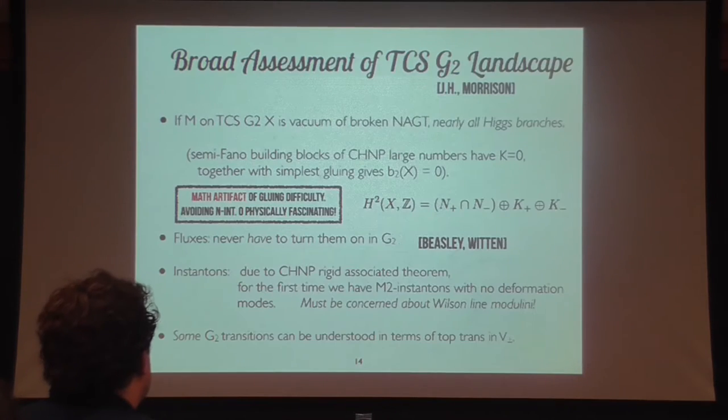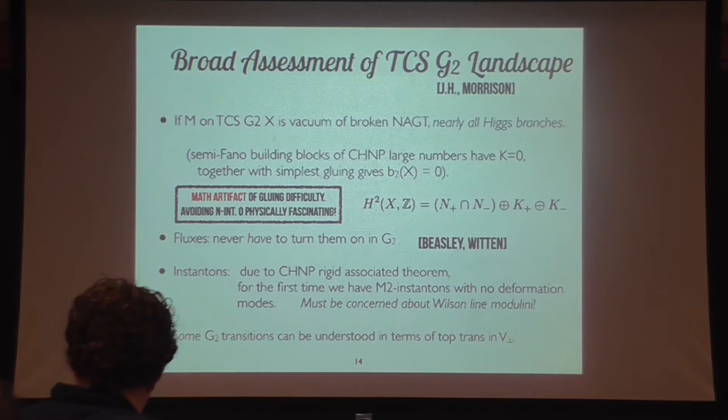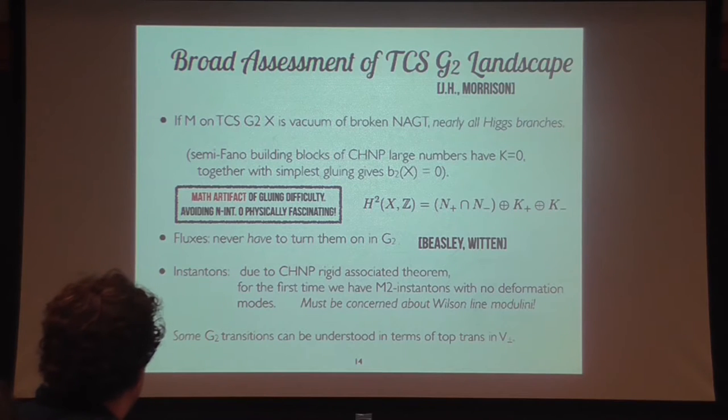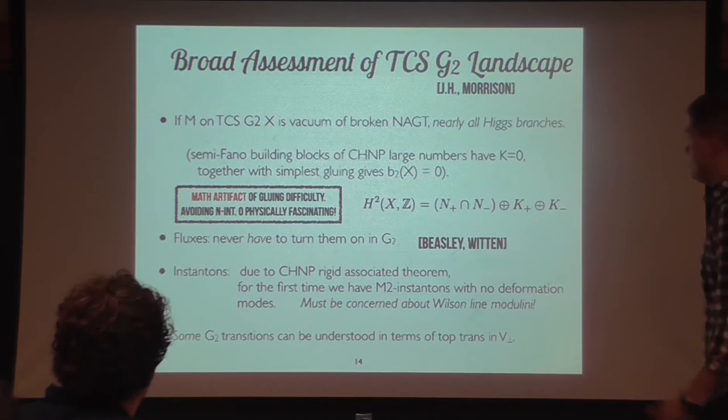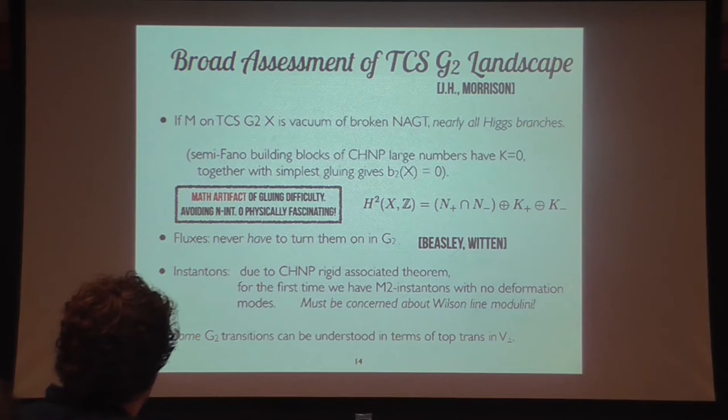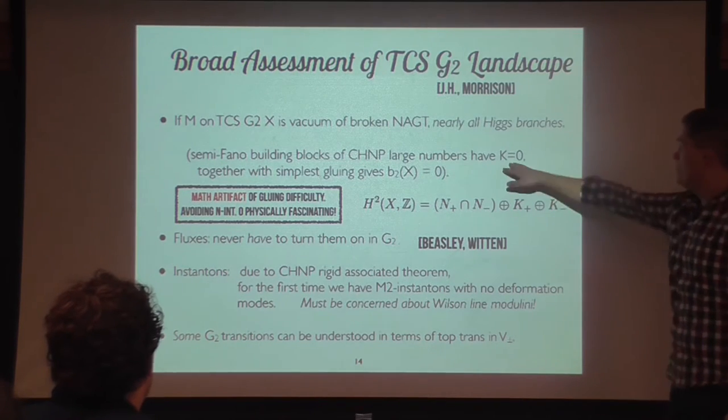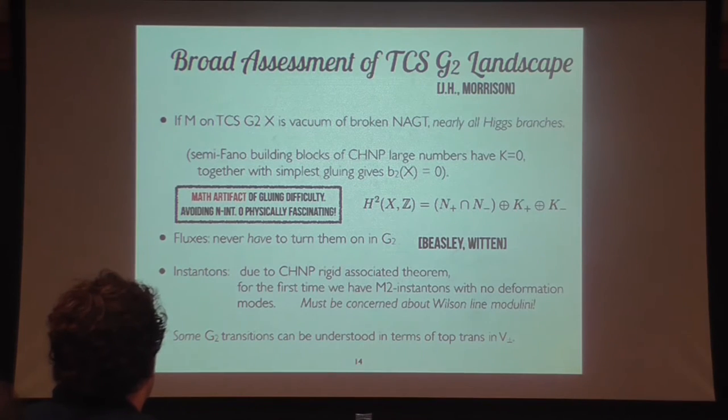Good. All right, so just broadly, if you put M theory on these G2 manifolds, one thing that's true is that there's a singular limit that gives non-abelian gauge symmetry, and nearly all of these are Higgs branches. What I mean by this is that the semi-final building blocks of Corti, Haskins, Nordstrom, and Pacini, the ones that allowed them to generate the large numbers, they made some additional assumptions, and one of them is that K is equal to 0 for one of the halves.